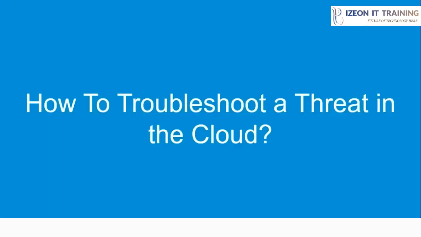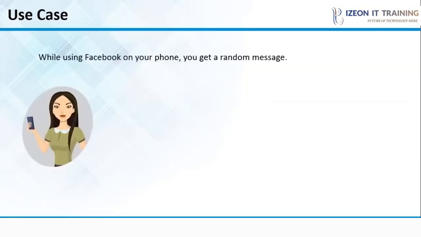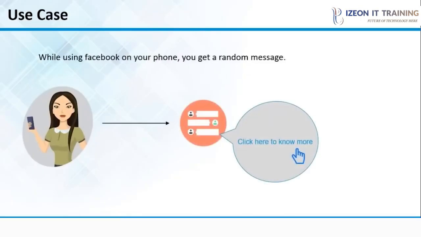Moving on, let's now discuss the process of troubleshooting a threat in the cloud. Let's take an example here. Like you're using Facebook, right? And you get a random message from some person saying there is some kind of story, like you usually get while you're using Facebook, right? That such and such thing happened and click here to know more, right? You get that similar kind of message here. And by mistake, you actually click on that link. You didn't know that it's a spam and you click on that link.